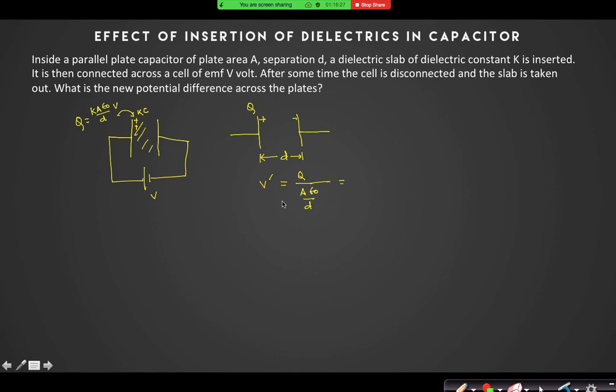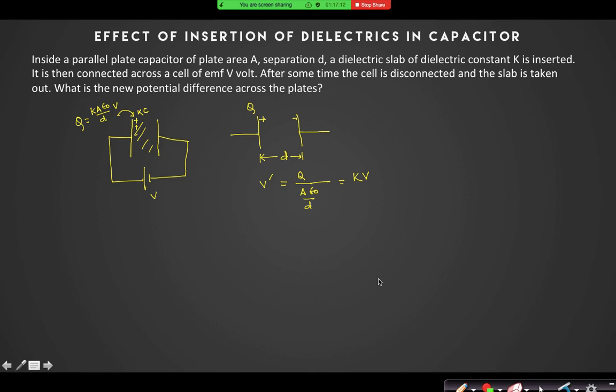So V prime is equal to Q divided by A epsilon by D. Sir, it is KV. Yes, some are telling V by K. It will be K into V, because the charge will remain the same, and now as you have taken the dielectric out, the capacitance has decreased. So the potential will increase, K into V. Understood this one? Okay.